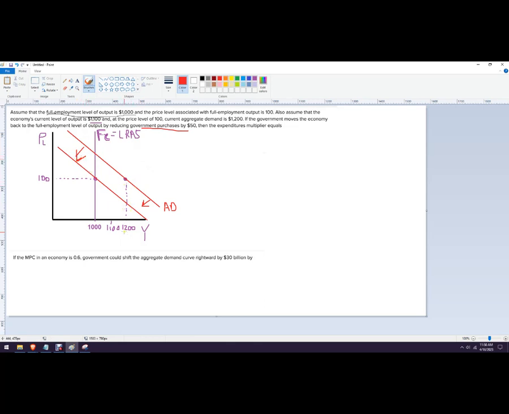Shifting from here to here, we need to shift the whole thing. So even though we are here, we want to shift the whole aggregate demand by the difference here, which is 200. So the setup here is the same as other problems. It's the change in aggregate demand equals the spending multiplier times the change in government spending. Or if you wanted to use tax policy, it's the change in aggregate demand equals the tax multiplier times the change in taxes. Delta is change.